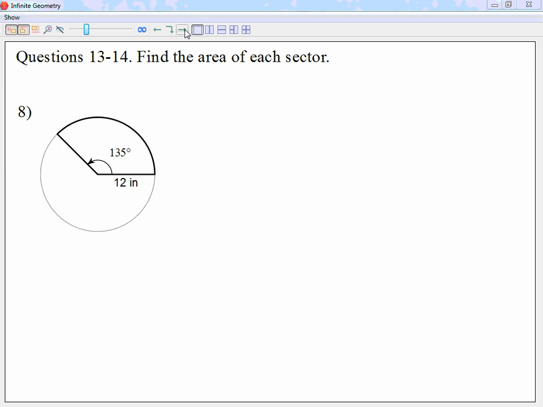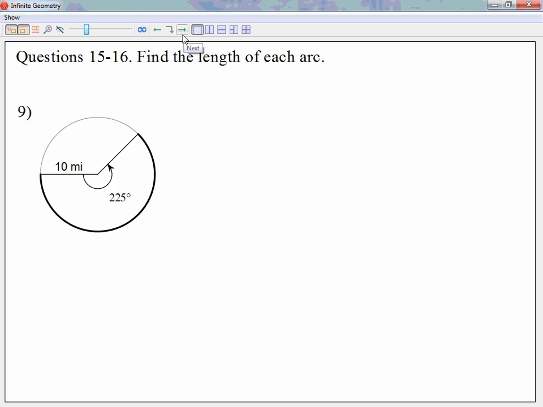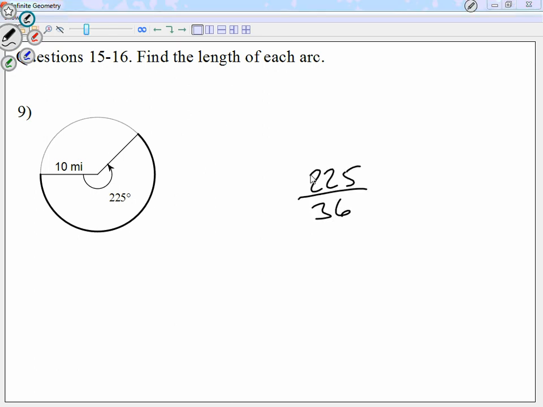Okay. Then we move into questions 15 and 16 from the final. It says find the length of each arc. Here we have 225 degrees. So I'm going to go 225 over 360. But now since I'm talking about the length, the distance around the circle, we call that circumference. Since the radius is 10, I'm going to call the circumference 20 pi. It's radius times 2.